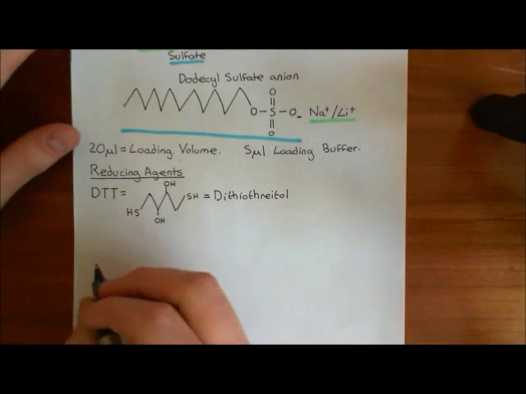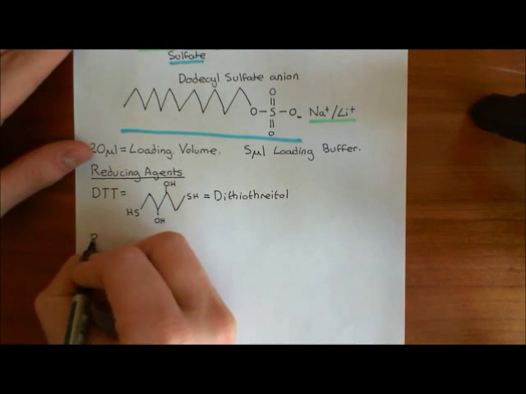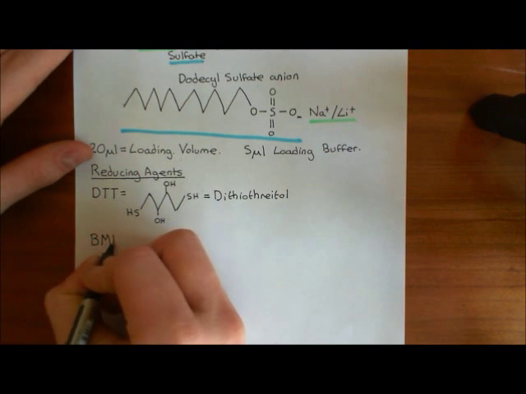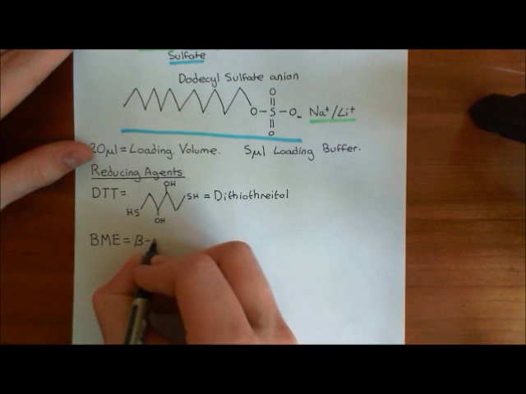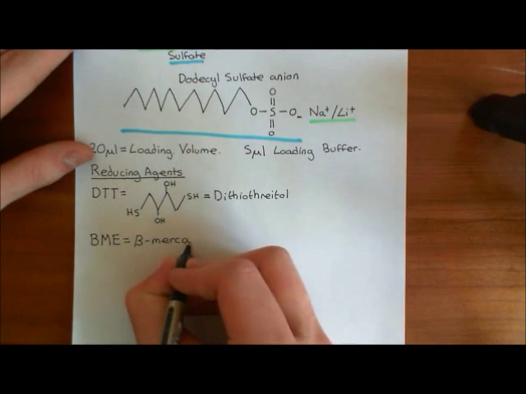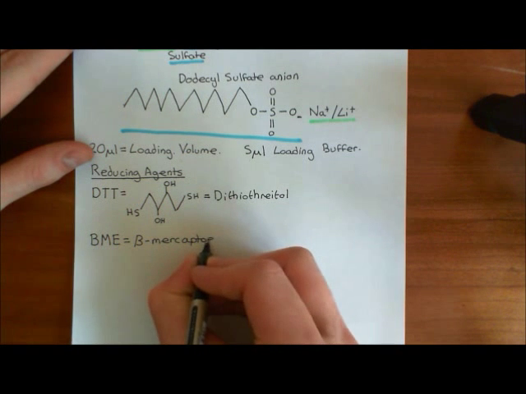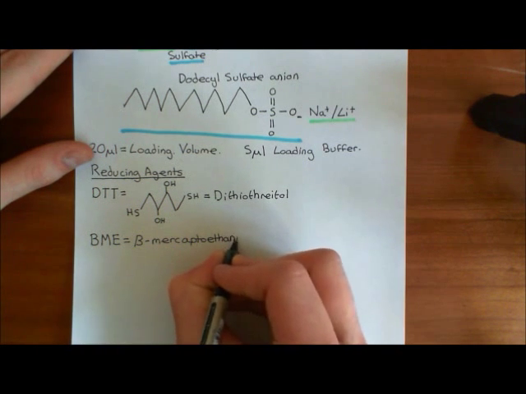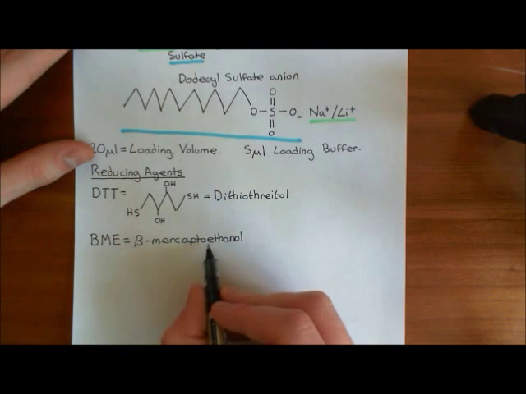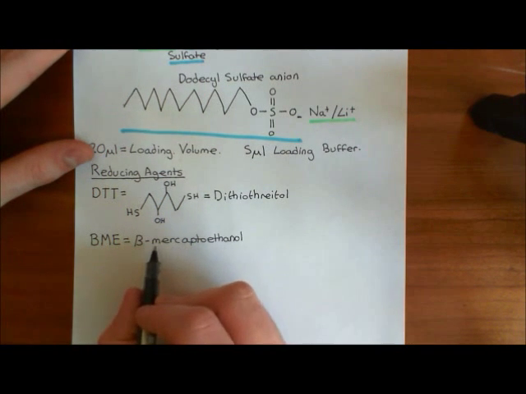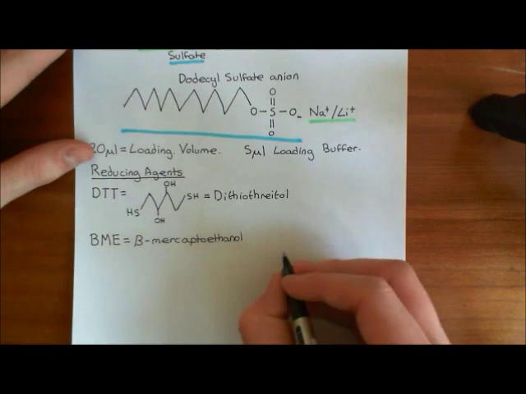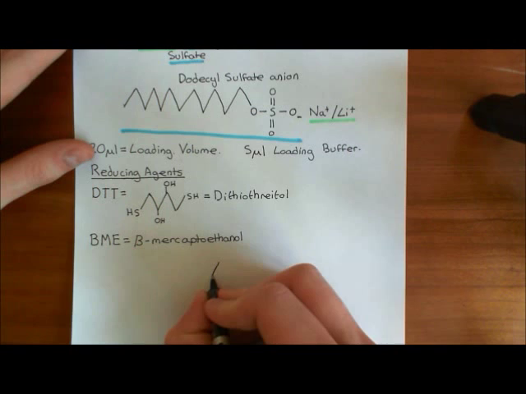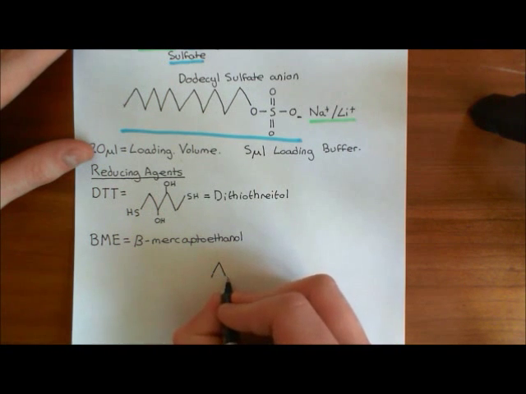Okay, the other reducing agent that can be used is beta-mercaptoethanol, which is sometimes abbreviated to BME. Let me show you now the structure of beta-mercaptoethanol. Beta-mercapto tells you that you've just got a thiol group off the 2nd carbon. Then we've got ethanol. So all we need to draw is a 2-carbon molecule like so. You then have an alcohol group, that gives you ethanol.